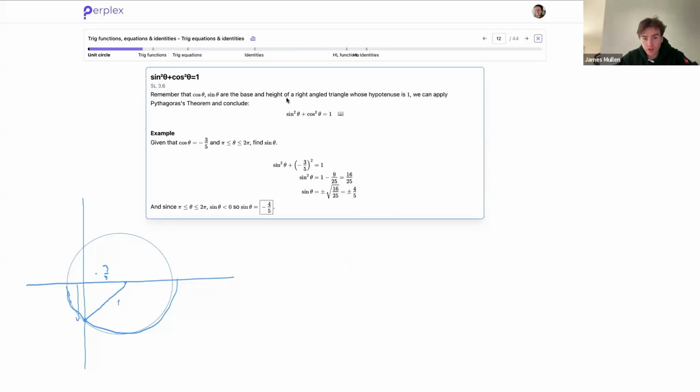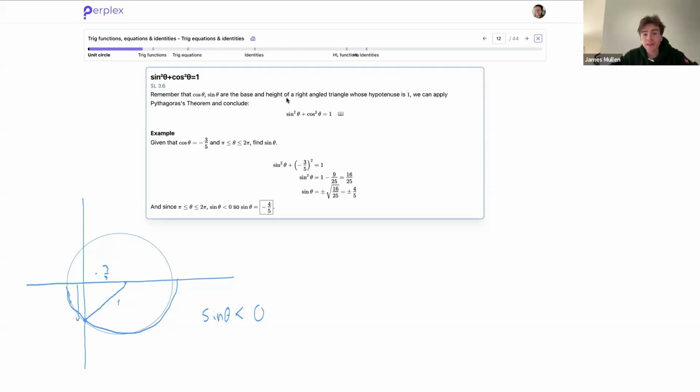Now, why is there no plus or minus in my final answer? Because of the angle that I was restricted to. I was told that theta was between 0 and pi. And in that interval, sine theta is negative because I'm below the x-axis, which means that sine theta has to be negative 4 over 5.